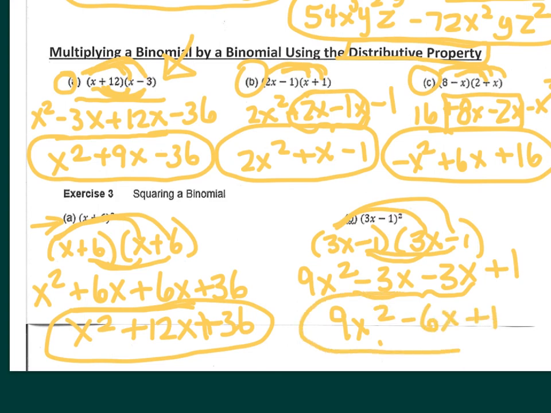So be ready to come in and practice this tomorrow. We're going to mix it all up, add addition and subtraction, multiplication, as we move closer and closer to our Unit 1 exam.